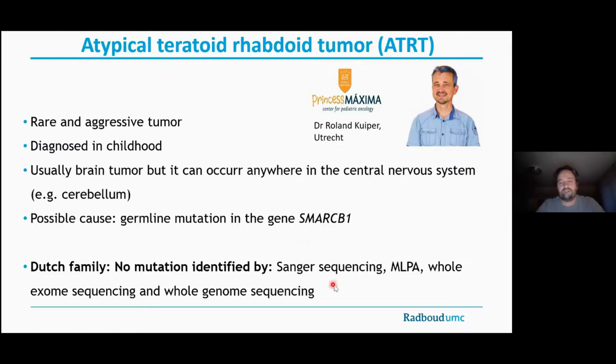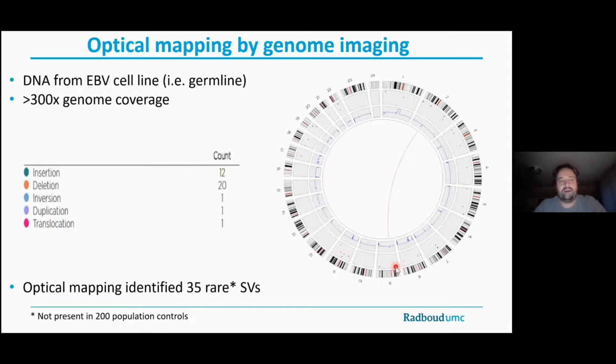The previous efforts included diagnostic Sanger sequencing, MLPA, and whole exome sequencing, and none of that identified a mutation in SMARCB1. In addition, Roland's team also applied whole genome sequencing on a research basis, but again, failed to identify the disease-causing mutation. So therefore, Roland sent an EBV cell line to us. We isolated ultra high molecular weight DNA from it and performed optical mapping.